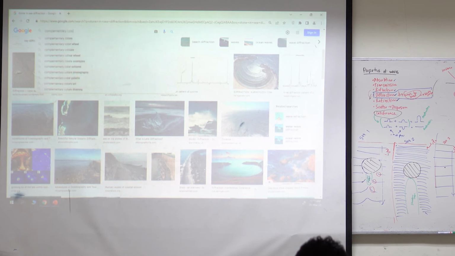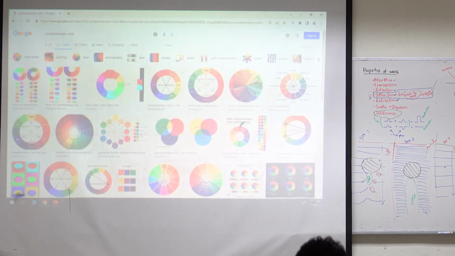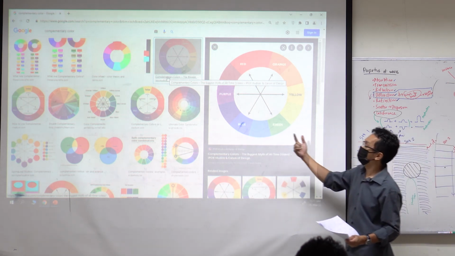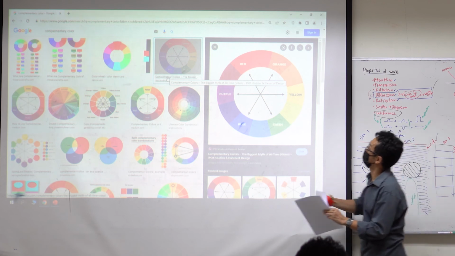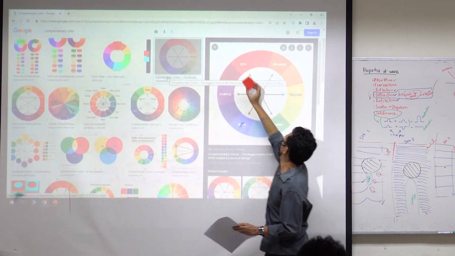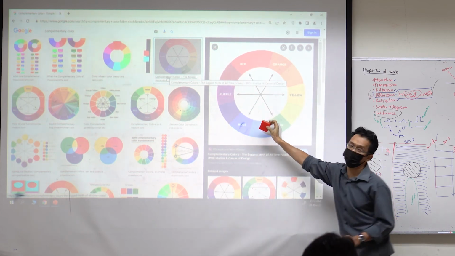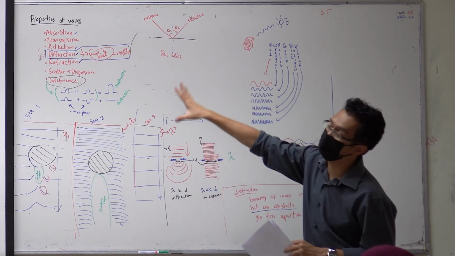Complementary color. Okay, so let me talk about here. For example, what you see is basically the complementary color of what is absorbed. For example, if you see red, meaning that a lot of green is absorbed. Okay, but this is just a guidance only.